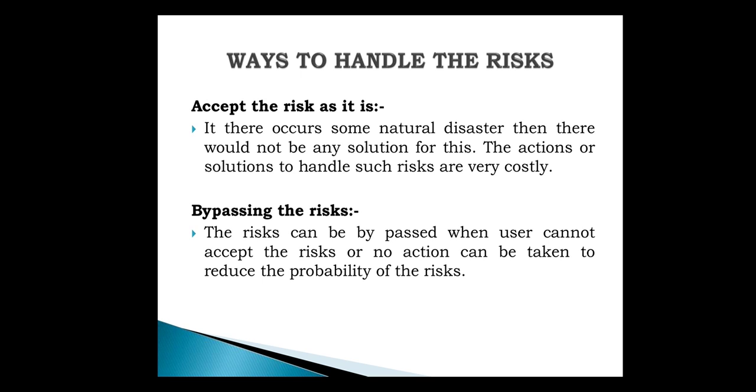Next is bypassing the risk. The risk can be bypassed when the user cannot accept the risk, or no action can be taken to reduce the probability of the risk. If the user is not accepting the risk, or the user does not consider it a risk, there is no need to work on it. That's why that risk must be bypassed.